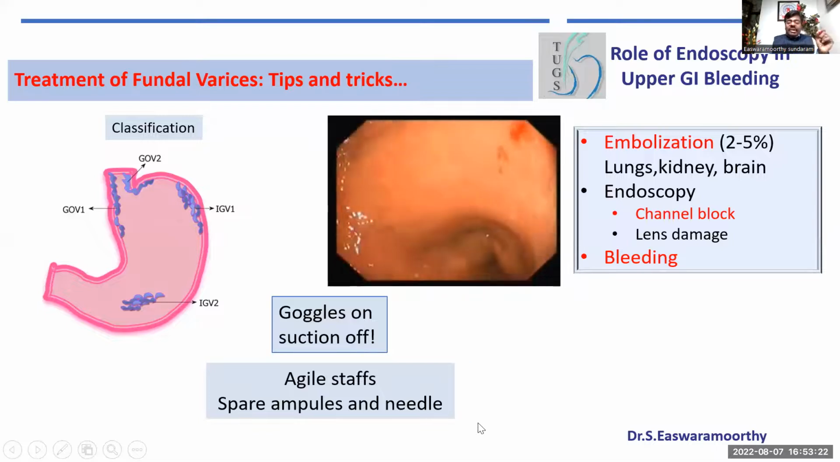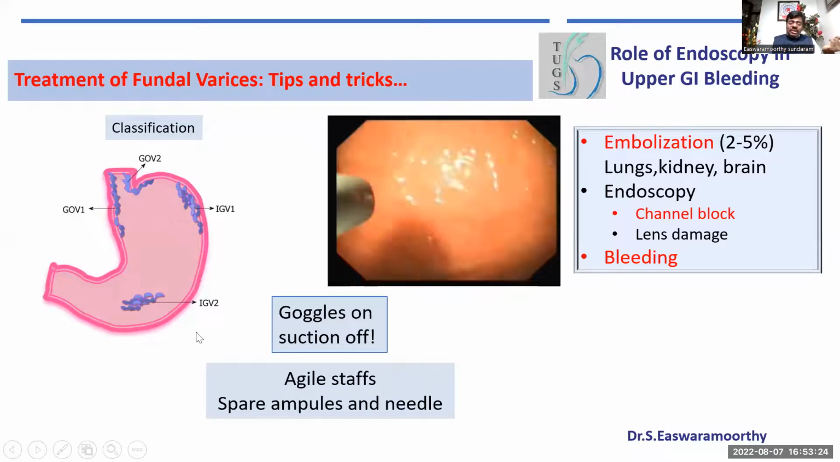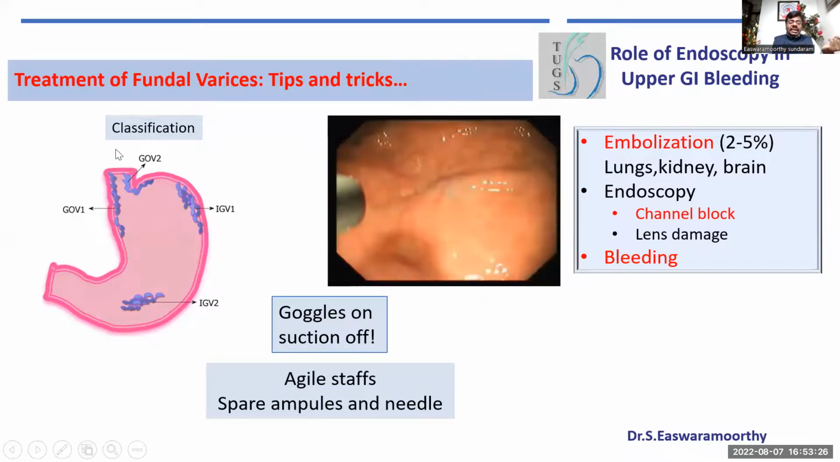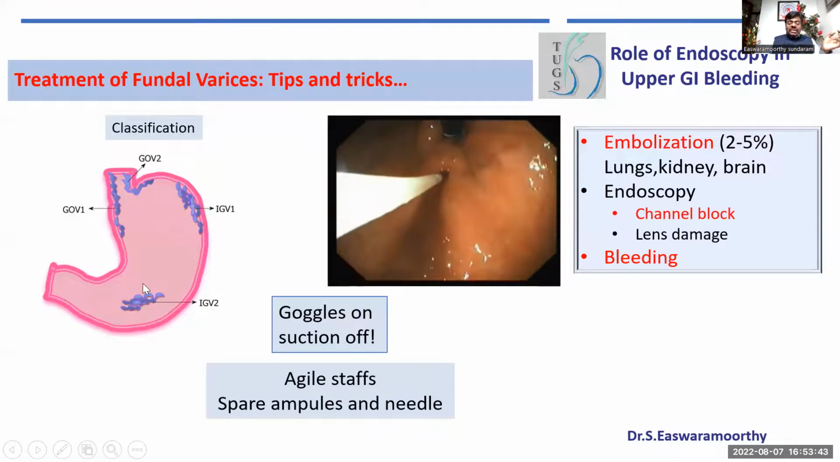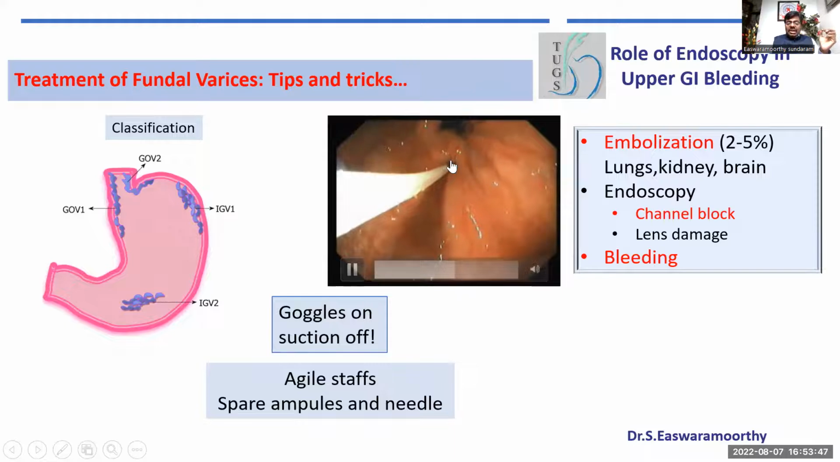And the fundal varices, are they all easy, if you ask me? There are various classifications. Here, this is esophageal varices continuing as fundal varices, gastroesophageal varices, GOV1. This is along the greater curvature, GOV2. This is isolated gastric varices, which has a more propensity for severe bleeding. This is also isolated gastric varices, IGV2. So here is a GOV2 we are addressing.